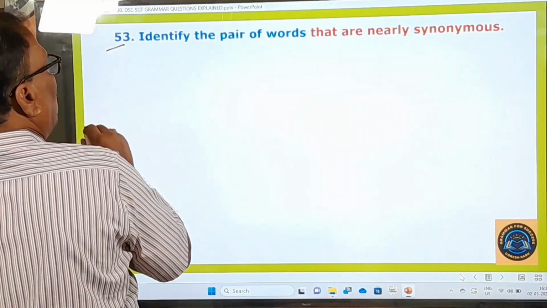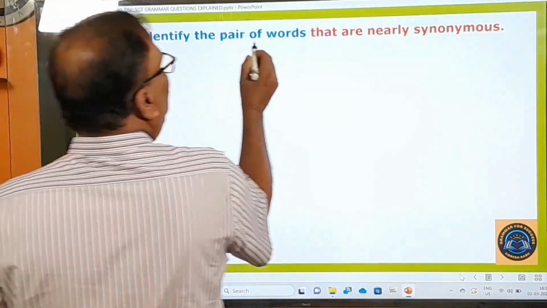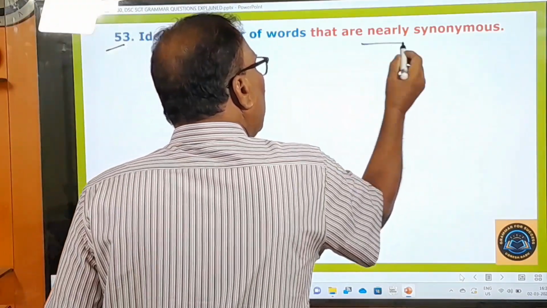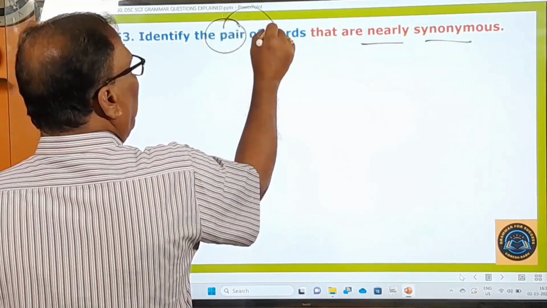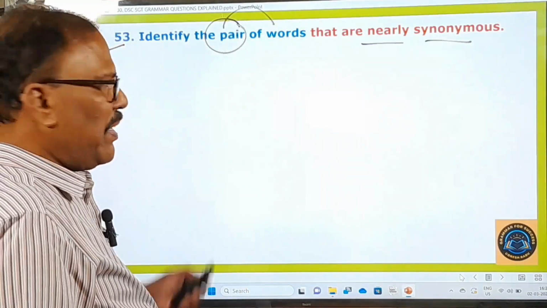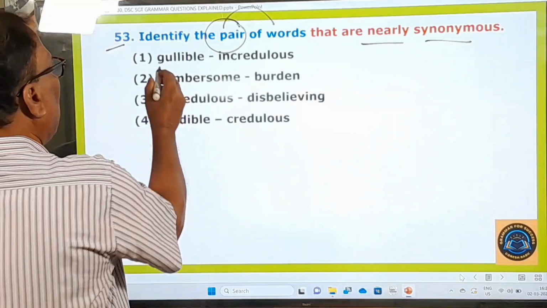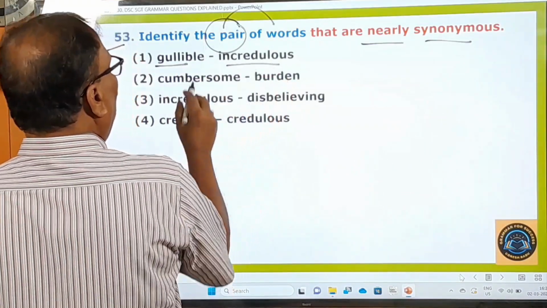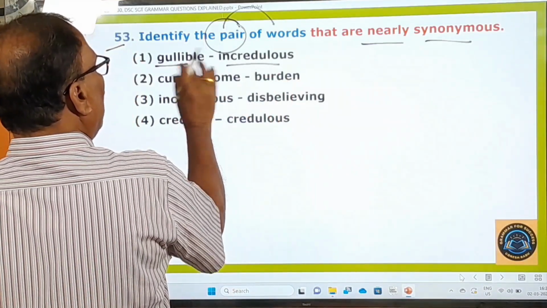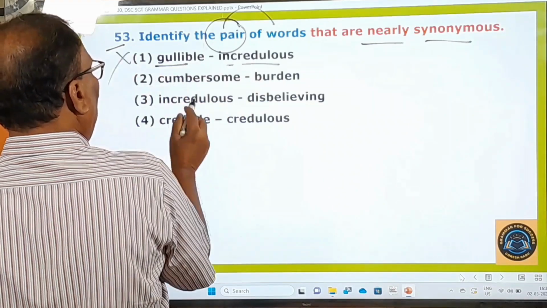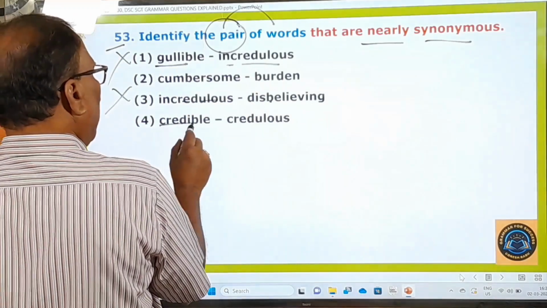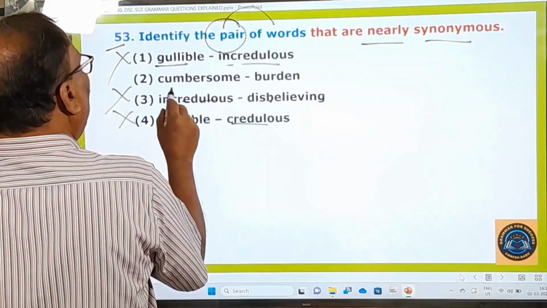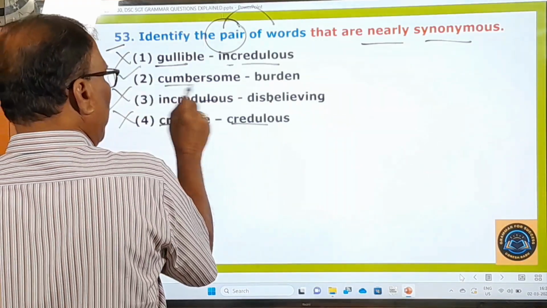The 53rd one is there. What is the 53rd question? Identify the pair of words that are nearly synonyms. He's asking you to find out only one pair out of the four pairs given here. Let us look at the options. Gullible, incredulous: these are not synonyms. Incredulous, disbelieving: not synonyms. Credible, credulous: not synonyms. Only the second one is the right one.